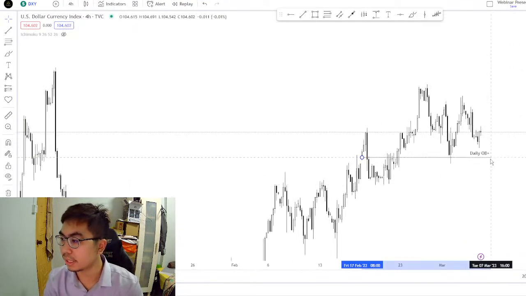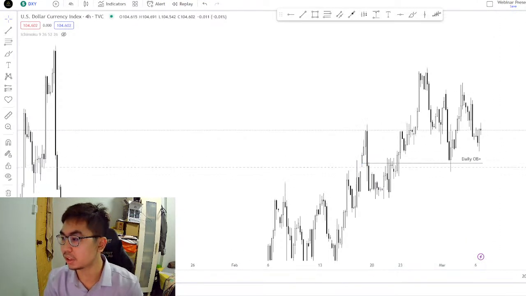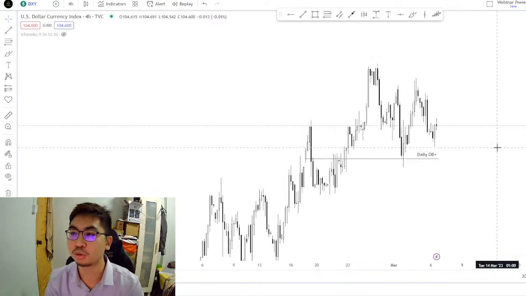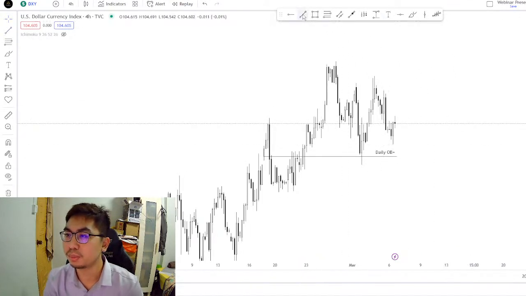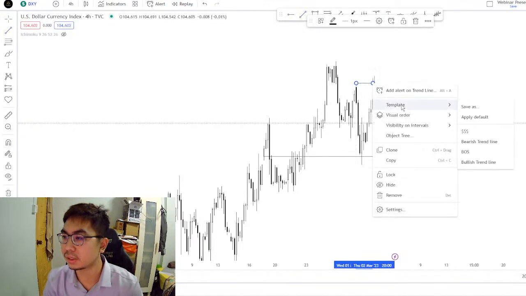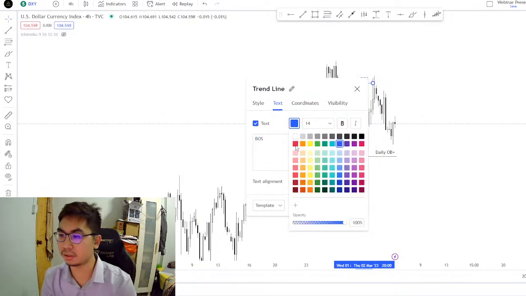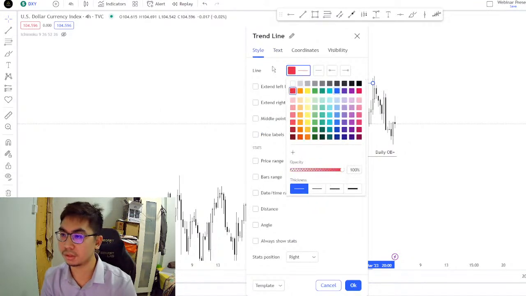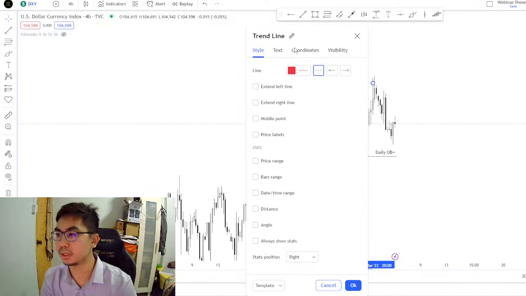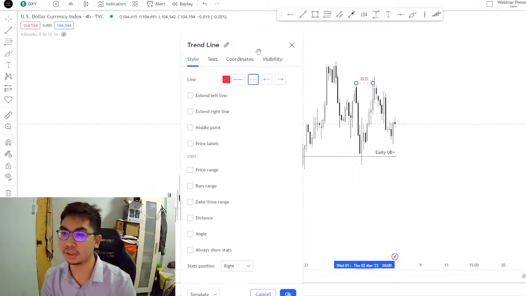Next, I'll move on to the H4 chart. Just by looking at the H4 chart, I noticed price bounced off very strongly. We had quite a nice little break of structure right there. Structure got broken, so maybe I'll put BOS in red. The line should be dashed. BOS, alright.